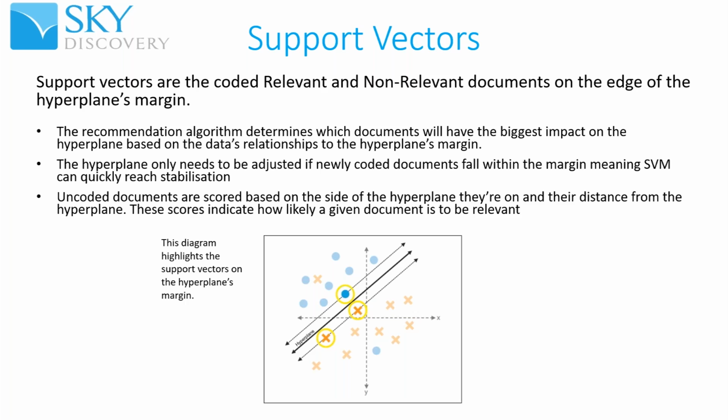The uncoded documents are scored based firstly upon the side of the hyperplane that they're sitting on, and secondly on the distance away from the hyperplane, away from the margin. These scores then indicate how likely a given document is to be relevant, and this score is what we refer to as the document's ranking.